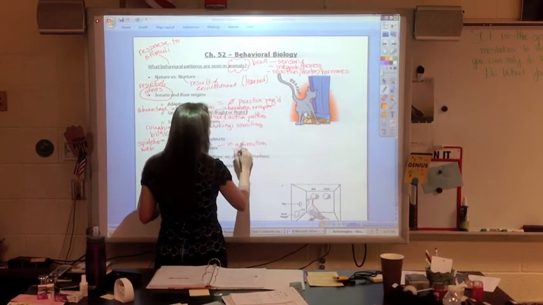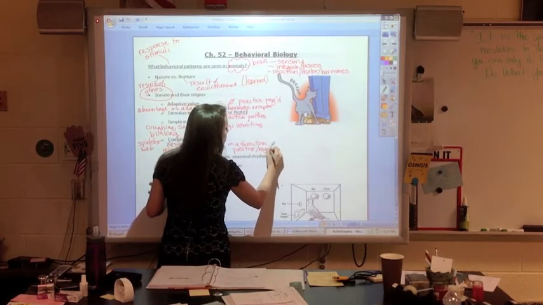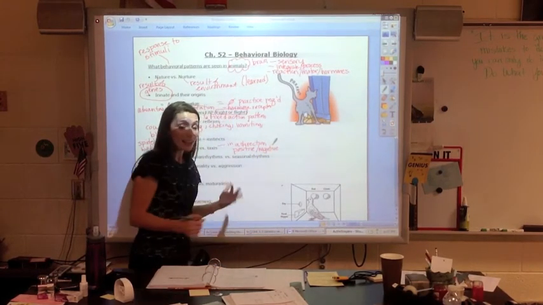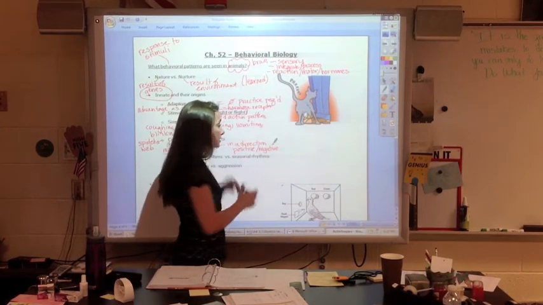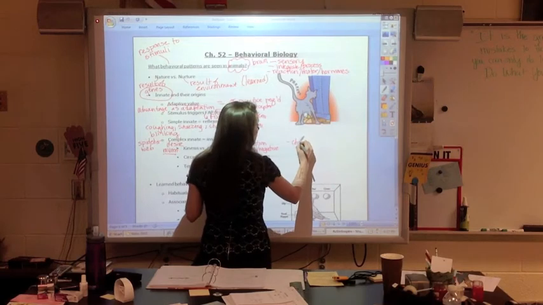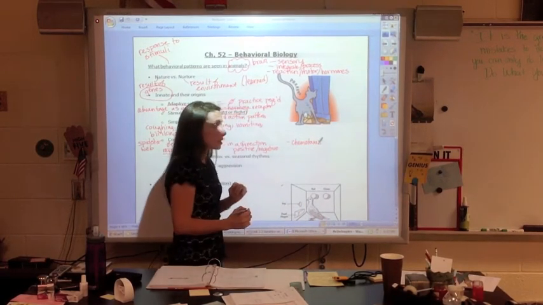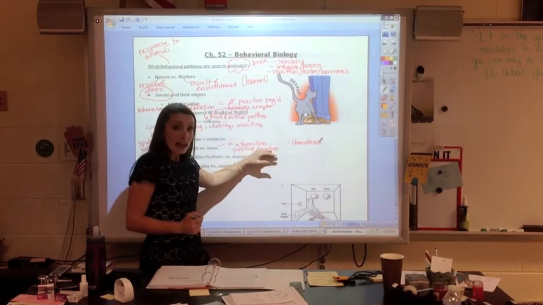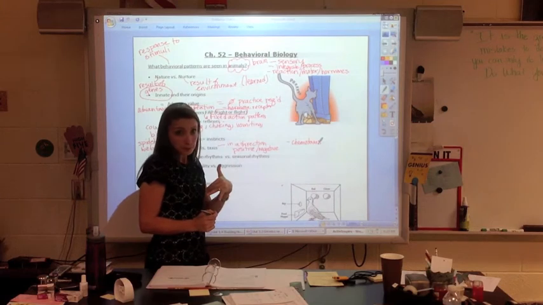We can have positive taxis, we can have negative taxis. So if you smell cookies, you're going to move towards the baking cookies. That would be positive taxis, and that's going to be chemotaxis, movement towards a chemical. You can also have negative taxis, moving away from a smell.